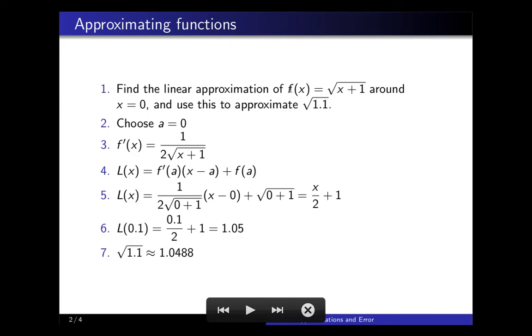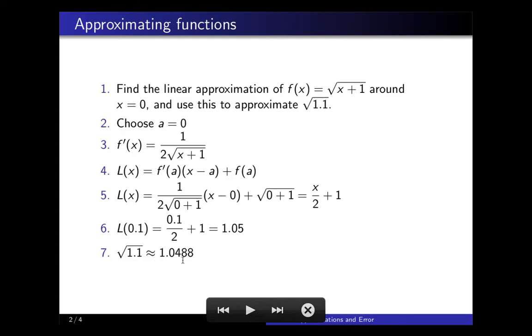But if we take f of 0.1, we get the square root of 0.1 plus 1, which is the square root of 1.1. So we'll look at L of 0.1, which is going to approximate the square root of 1.1. And here what we get is 0.1 over 2 plus 1, which is exactly 1.05, or 21 over 20. And we see that the square root of 1.1 is just under that, so about 1.0488.